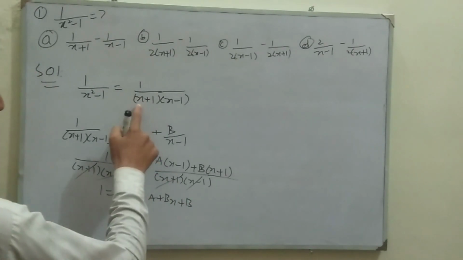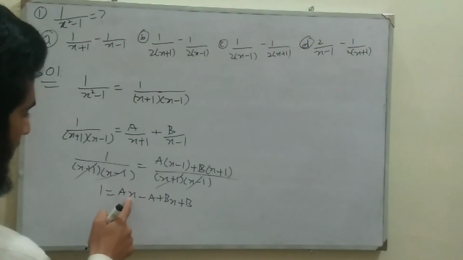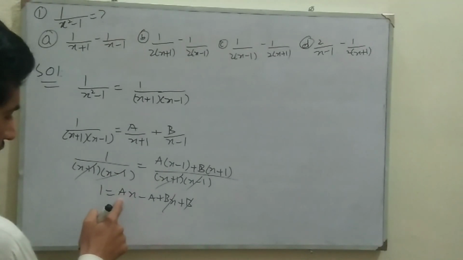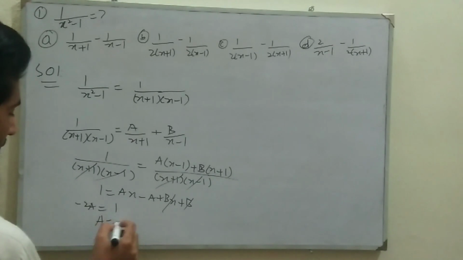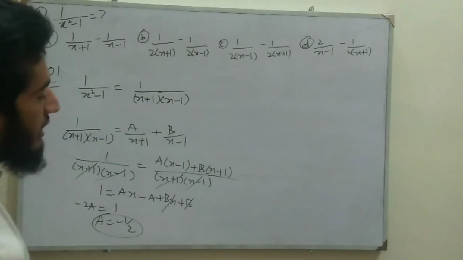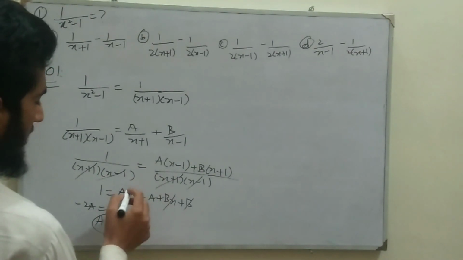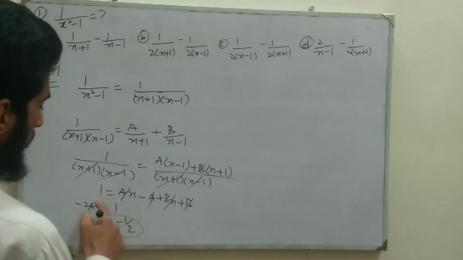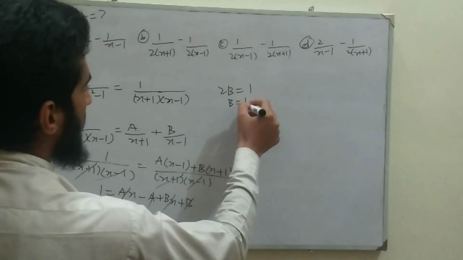Now from here put x plus 1 is equal to 0, so it becomes x is equal to minus 1. By putting x is equal to minus 1, the B term becomes 0, and it gives us minus 2A is equal to 1. So it gives us A is equal to minus 1 over 2. Now x minus 1 is equal to 0, so it gives us x is equal to 1. Put x is equal to 1 in this equation, the A term will cancel out, and we are left with B plus B, 2B is equal to 1. So the value of B will be equal to 1 over 2.